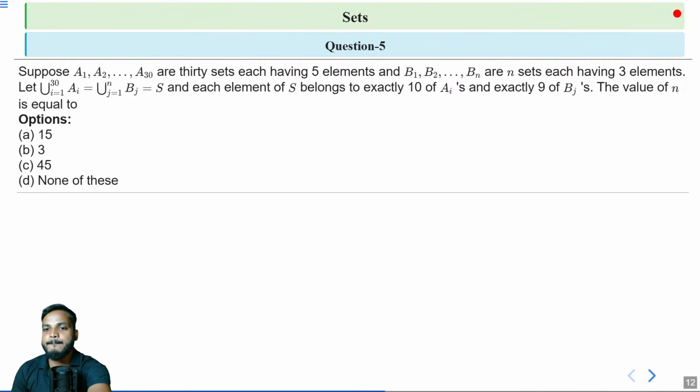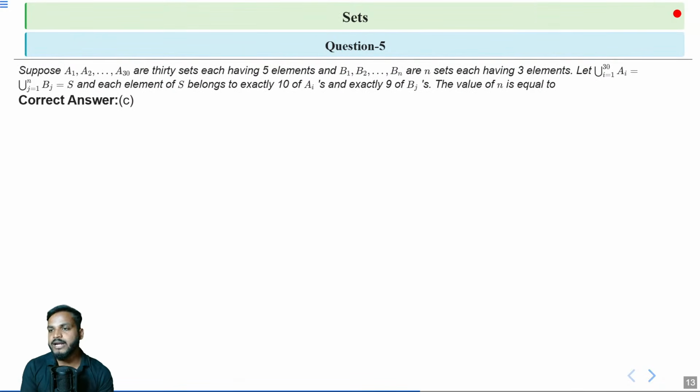Now we have to find the value of n, and the given options are 15, 3, 45 and none of these. So the correct answer is option C. Let's look at the solution.